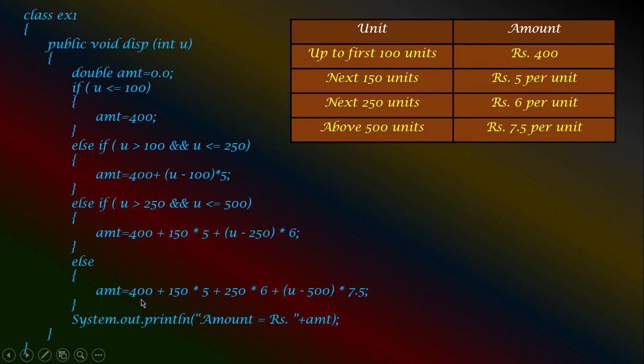So first 100 units 150, next 150 units 5 rupees per unit, next 250 units 6 rupees per unit, and whichever value crosses my 500 mark will be 7.5 per unit. So according to the given value, the amount will be calculated and stored. After my amount is calculated, I simply display my amount value. Okay, so let us go to the next program.